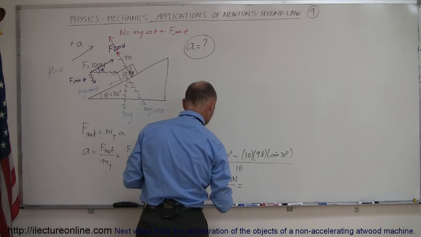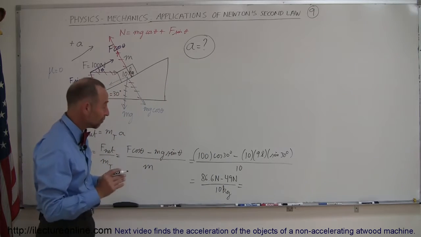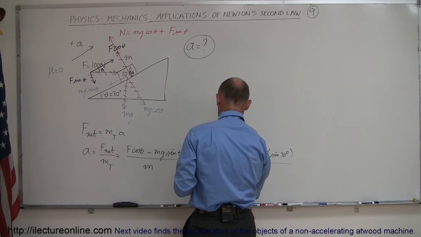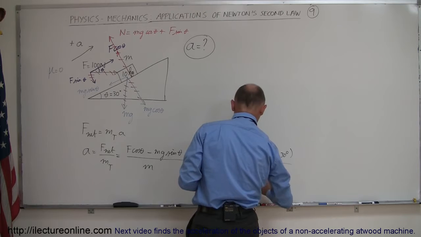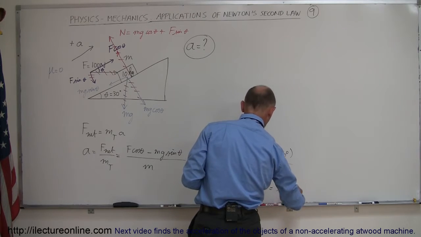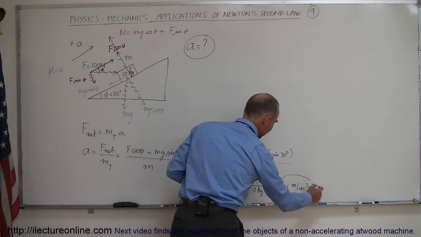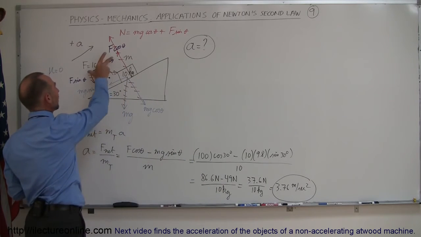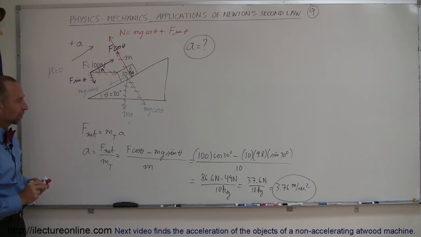10 kilograms. And of course, newtons divided by kilograms gives us meters per second squared. So that would be 37.6 newtons divided by 10 kilograms, or an acceleration of 3.76 meters per second squared. And of course, since it's positive, my initial assumption that the acceleration is upward was correct. This is bigger than this, and so that gives us the answer of 3.76 meters per second squared.